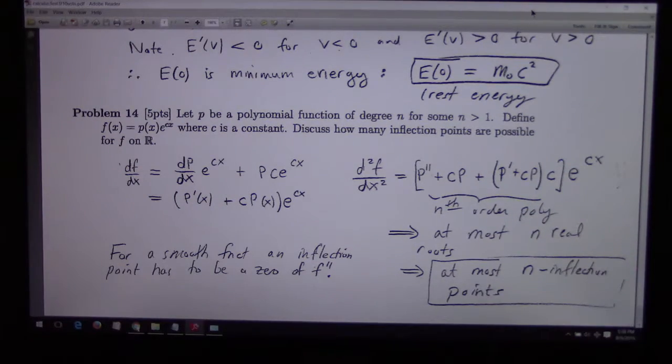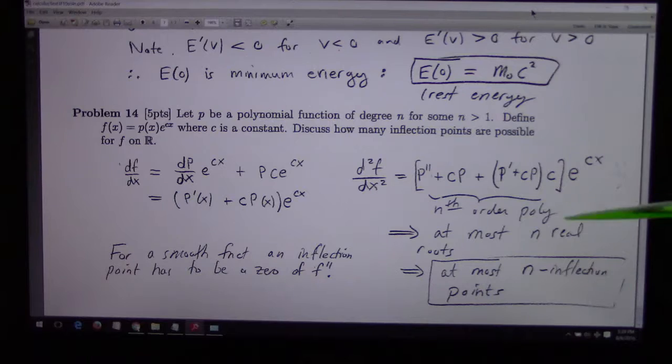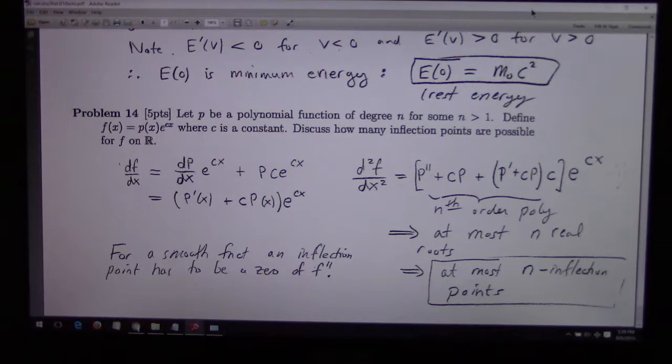Here I am. It looks like I've decided to revisit the f(x) equals polynomial times e to the cx problem again. Last time I asked about how many horizontal tangents were possible in test 2. In test 3, you see I'm asking about how many inflection points are possible. And the answer is again n, because when you differentiate twice, you still end up with, after the dust settles, an nth order polynomial. Whenever that is 0 is a possible point of inflection, so you could have at most n inflection points.